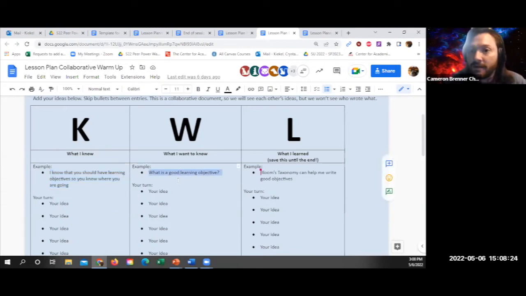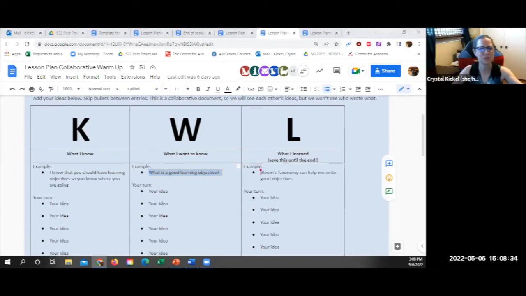So we're going to give you about two minutes to think, write, and type about what you know and what you want to know from today's workshop. All right, so two minutes. I'm starting the timer. Any questions on the task? All right, take it away. If you have questions, put them in the chat or raise your hand.